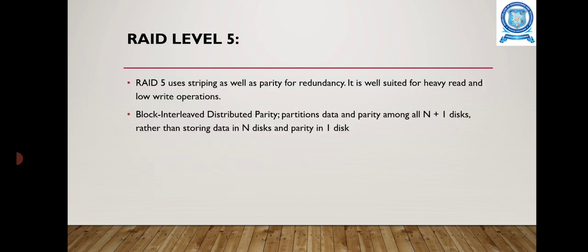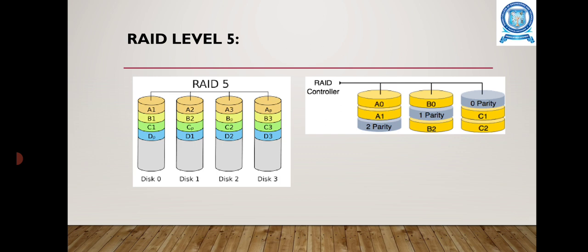Next one is RAID level 5. In this level, RAID 5 uses striping as well as parity for redundancy. It is well suited for heavy read and low write operations. Block interleaved distributed parity partitions data and parity among all n+1 disks, rather than storing data in n disks and parity in one disk. This is the diagrammatical representation for RAID level 5. Here 4 disks are available, and each disk contains some of the parity bits.